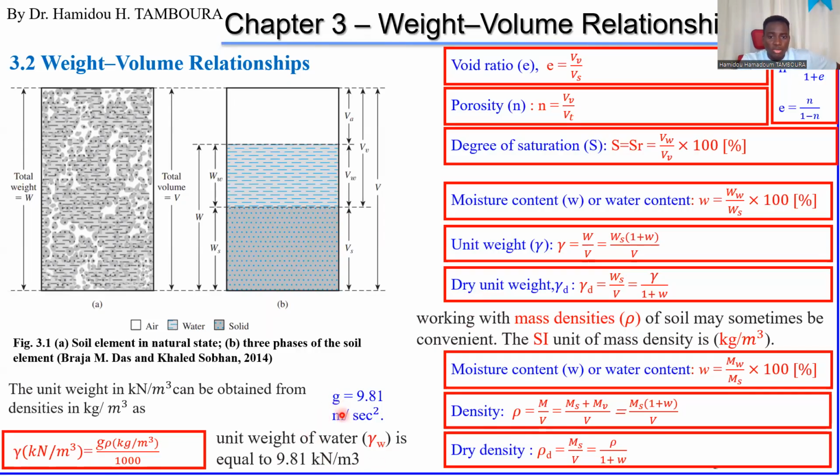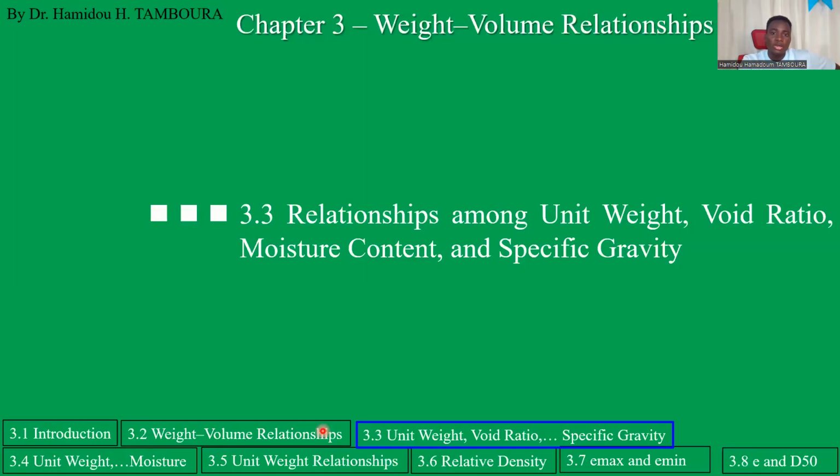The G, just before continuing, the G here is what I put for gravitation. Now let's talk about the relationship among unit weight, void ratio, moisture content, and specific gravity. Please notice that in here, there is no porosity. You remember porosity, of course, we just talked about it. Here we want to focus on the void ratio.